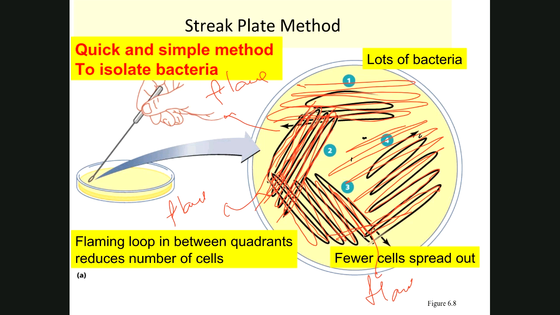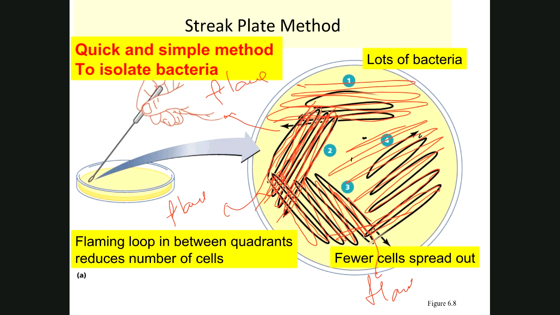So you're saying that we take the loop, take the sampled colony, and streak it across quadrant 1. Then we flame it to kill whatever is left on there, and that's going to give us less in quadrant 2, and then again and again. So in theory, the most isolated colonies will be in quadrant 4. Yes, correct. Okay. Yes, exactly.